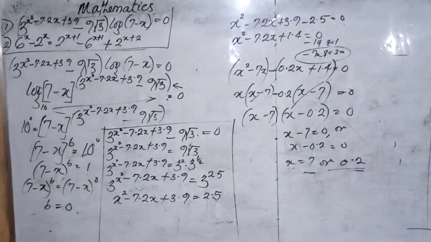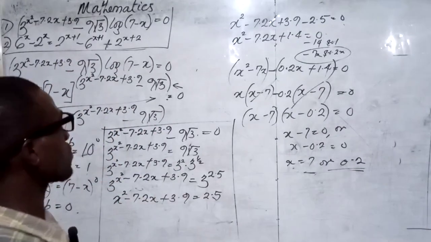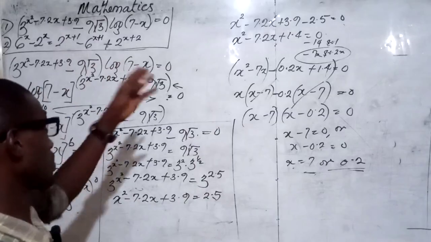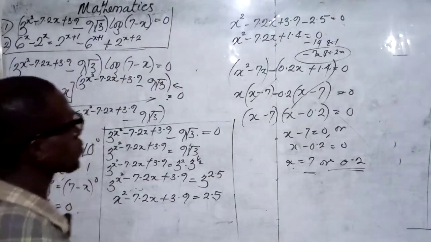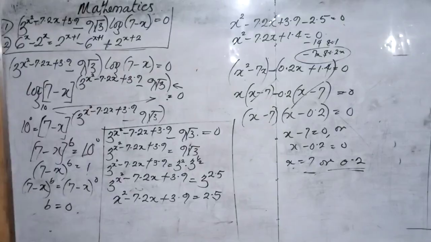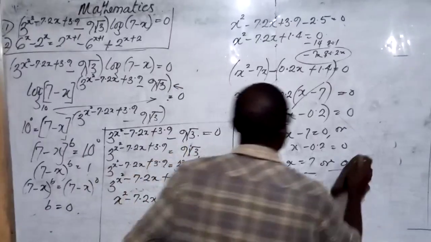Now you can plug in the value of x to check if your answer is correct, and you're going to definitely get 0. So that is how to go about the first question. Now the second question. All right, let's screen this.